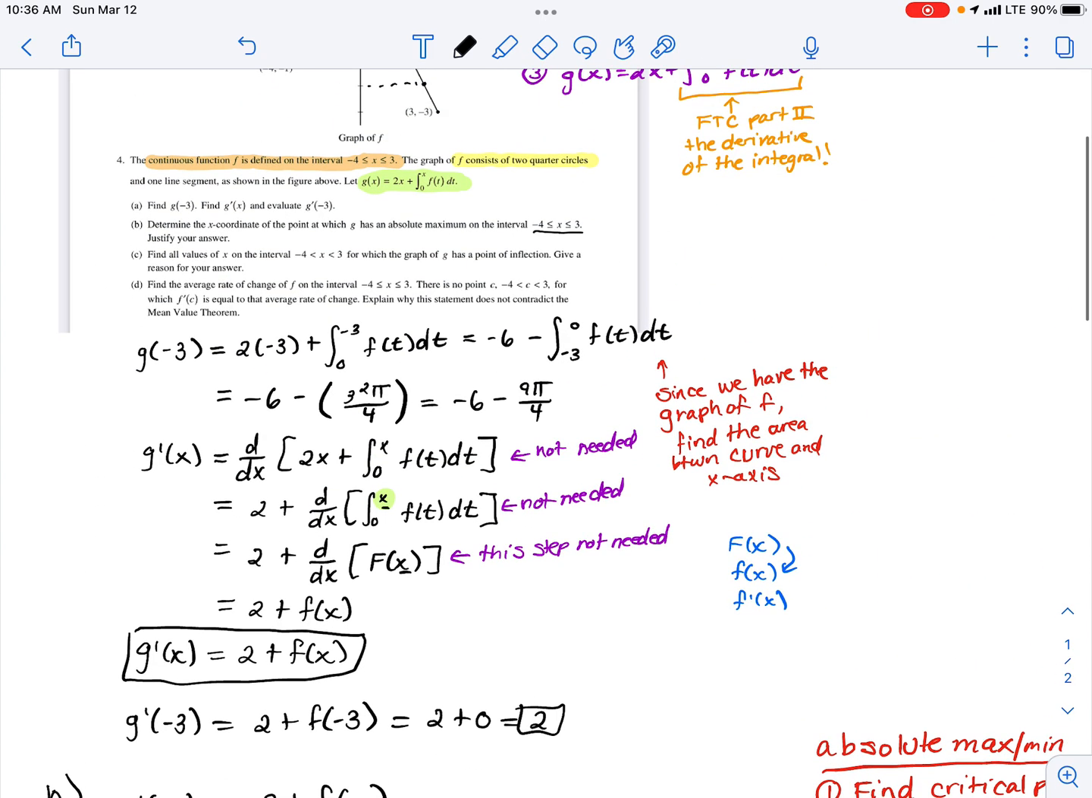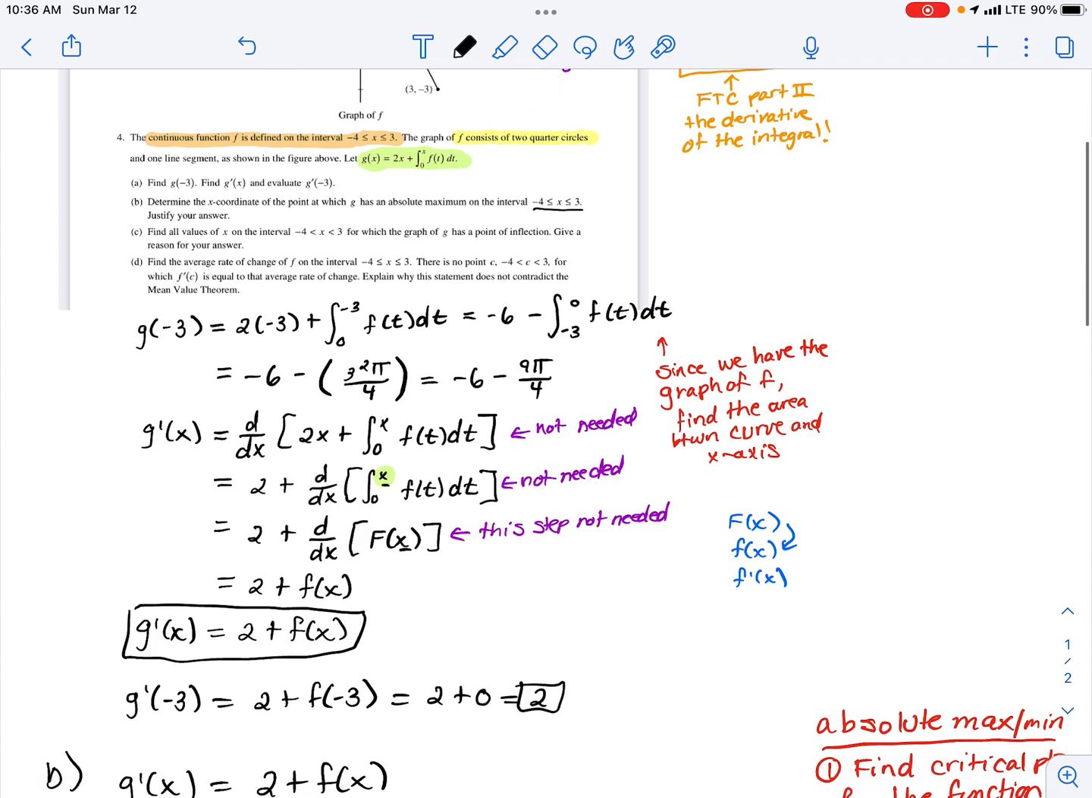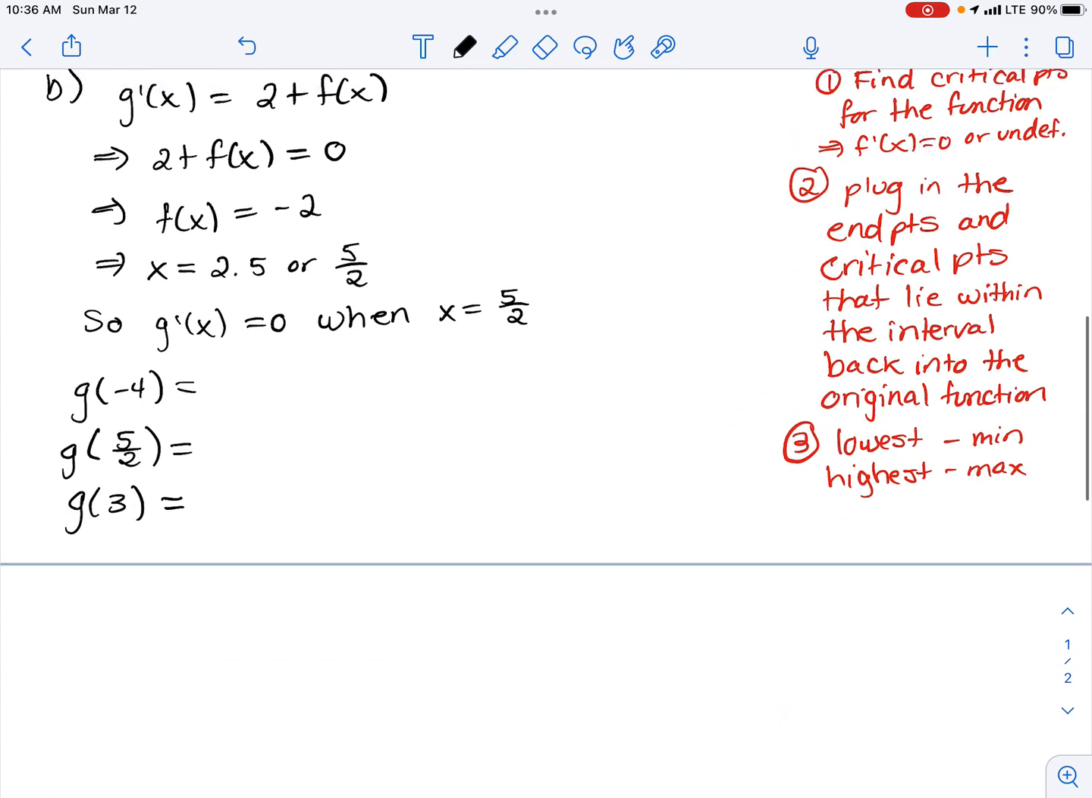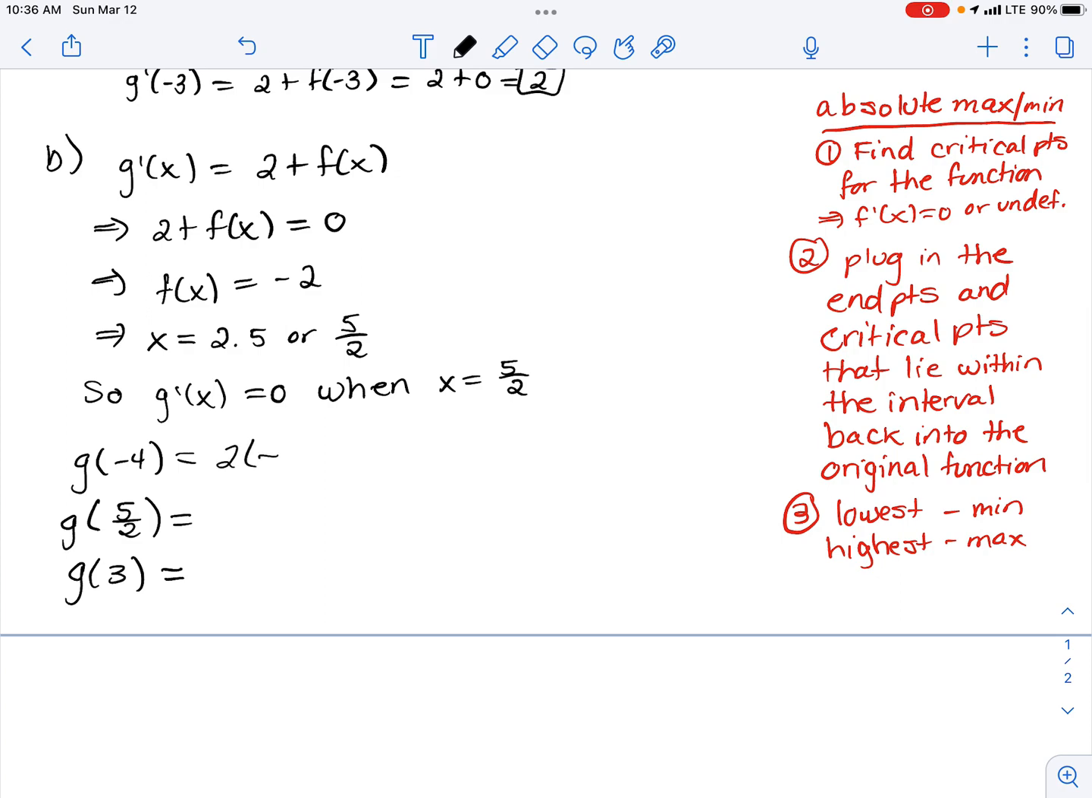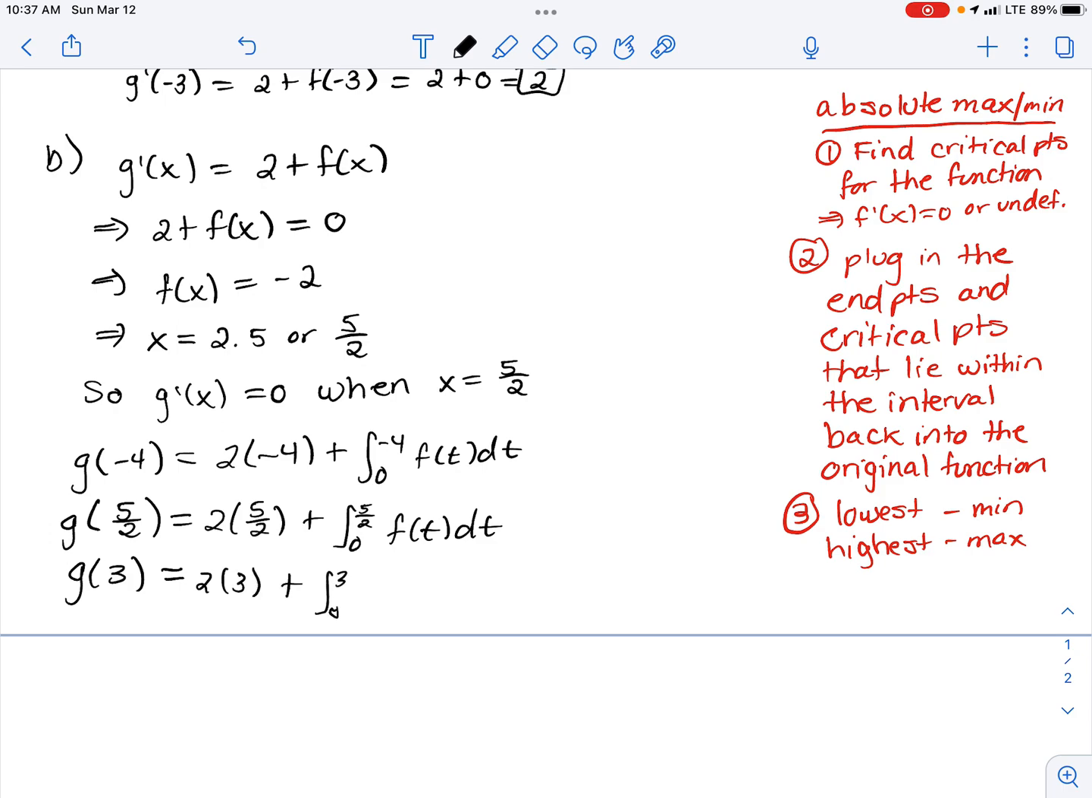Okay, so g of -4, just going back to how g of x was defined, this is 2 times -4 plus the integral from 0 to -4 of f of t dt. This is going to be 2 times 5/2 plus the integral from 0 to 5/2 f of t dt. And then this is going to be 2 times 3 plus the integral from 0 to 3 of f of t dt.